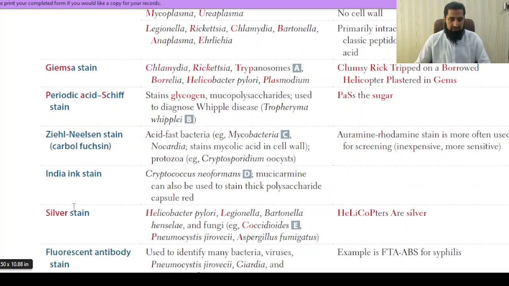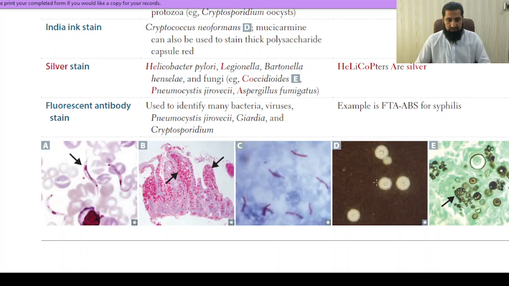Another staining technique is India ink staining. India ink stains the following organism: Cryptococcus neoformans. Mucicarmine can also be used to stain the thick polysaccharide capsules red. Let me show you Cryptococcus neoformans in India ink, with hollow structures inside. This is Cryptococcus neoformans.